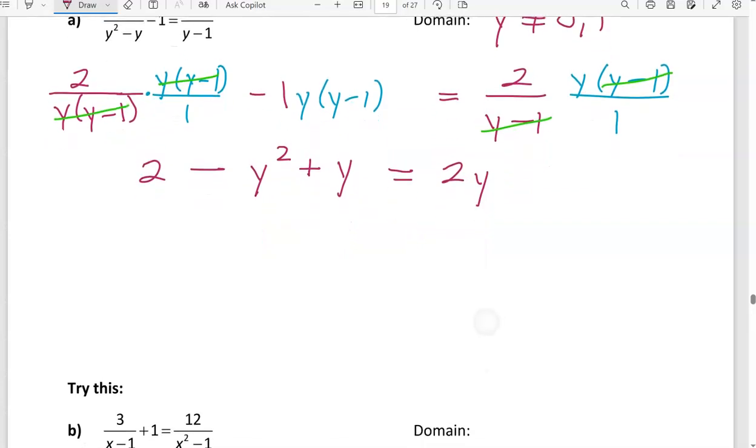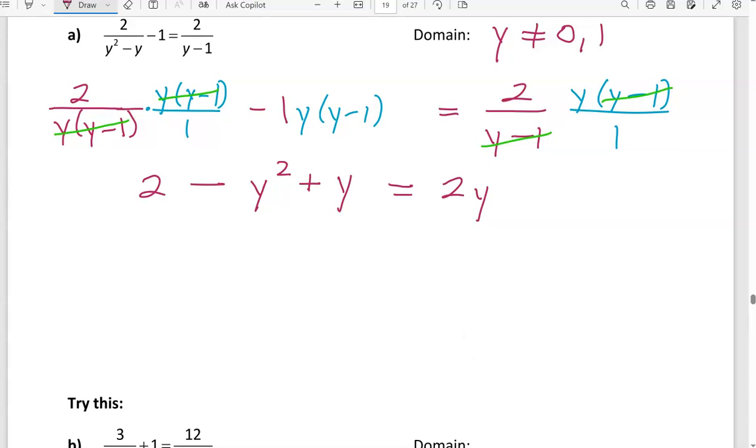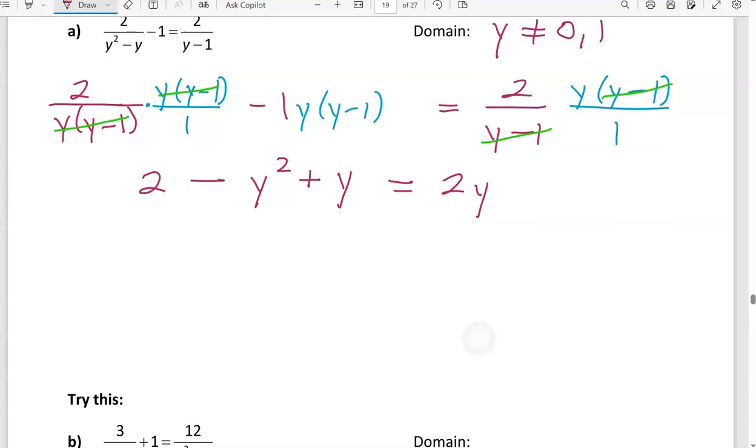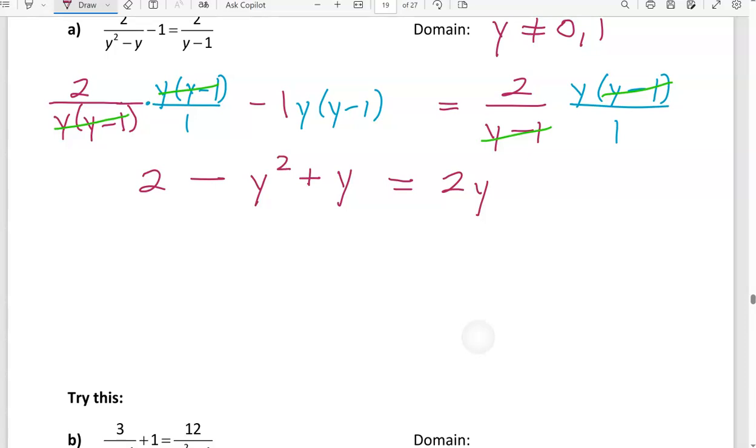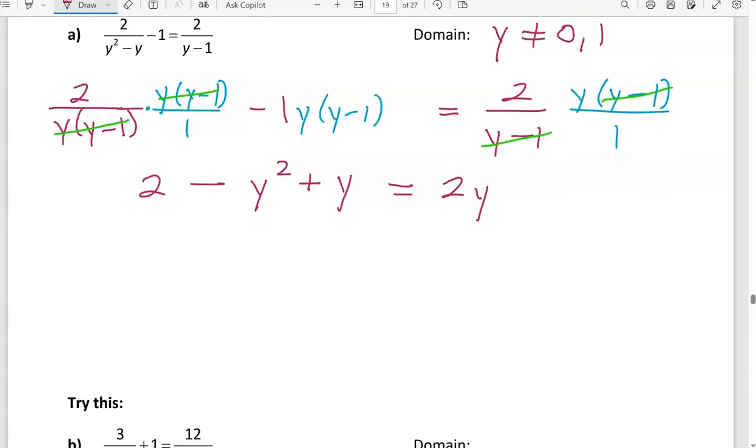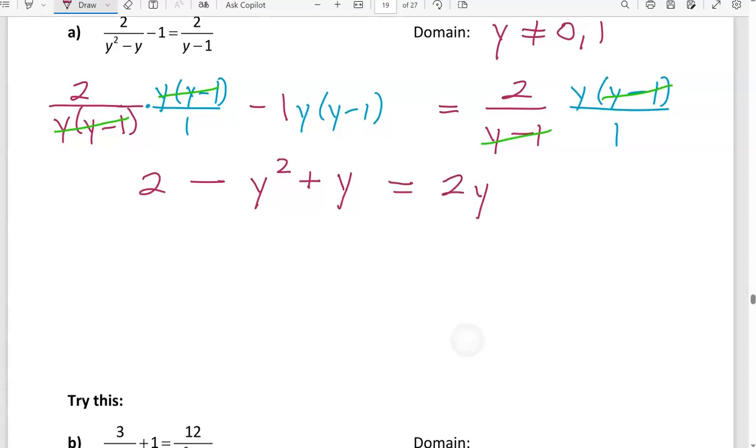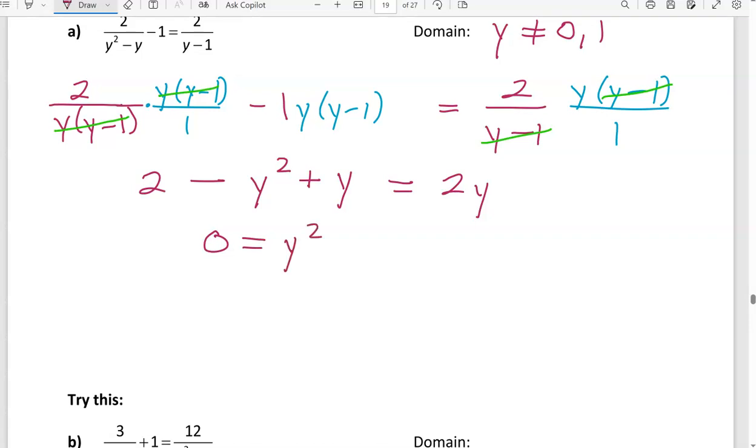All right, from here, it will be important that we move all of the terms to one side so that we can factor and find our solutions. I think it's easiest always to move the terms to the side of the equation where the squared term, or the highest degree term, has a positive coefficient. So I'm going to move all the terms to the right side. So I'm going to add y squared, and I'm going to subtract y, which gives us a plus y on the right, and then I'm going to subtract that 2 to get minus 2.